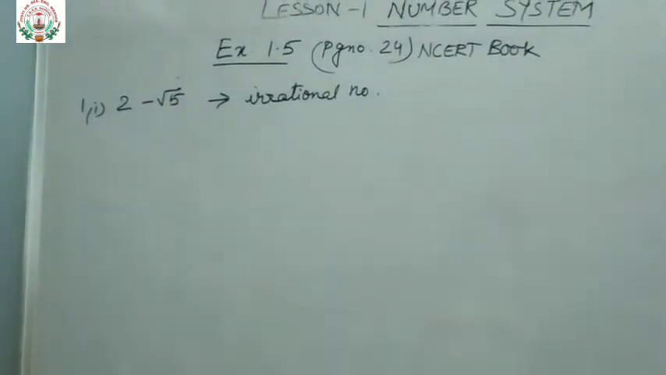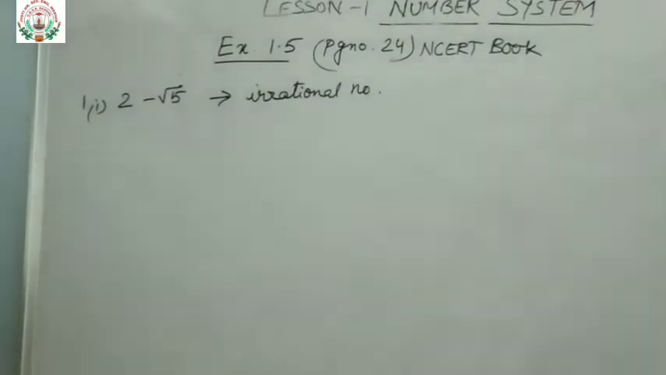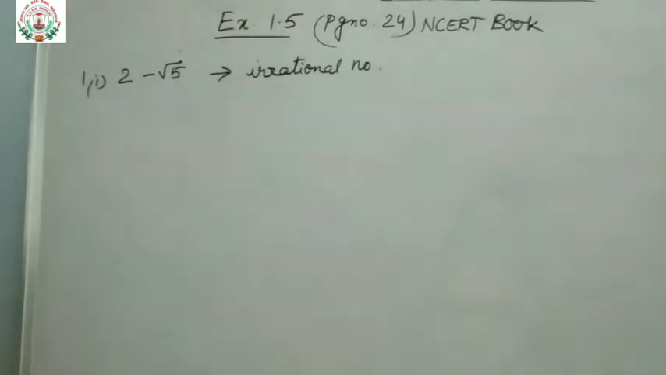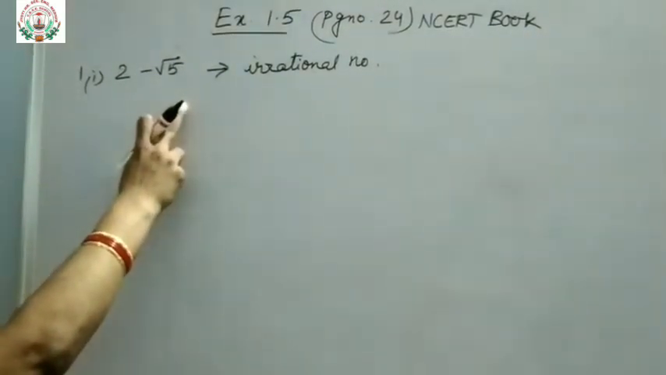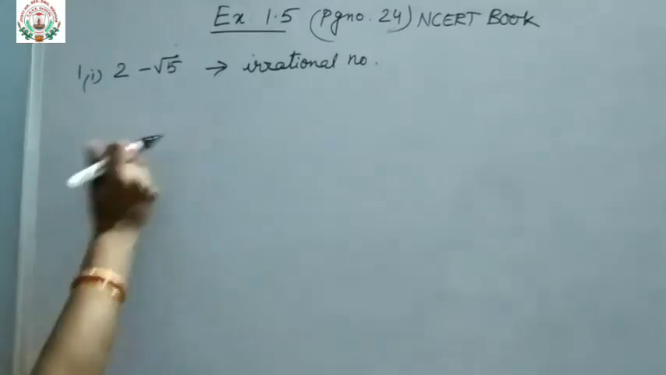The properties I gave you: the sum of a rational and an irrational will always be an irrational number. The subtraction of a rational and an irrational is always an irrational number. Remember, the product of a rational and an irrational can be rational sometimes, and sometimes it can be irrational also. Remember those properties I gave. Based on that, you have to classify whether the given number is rational or irrational.